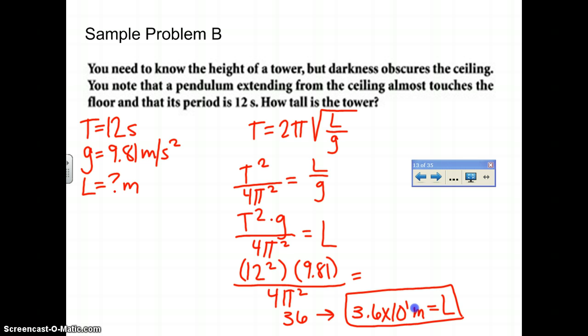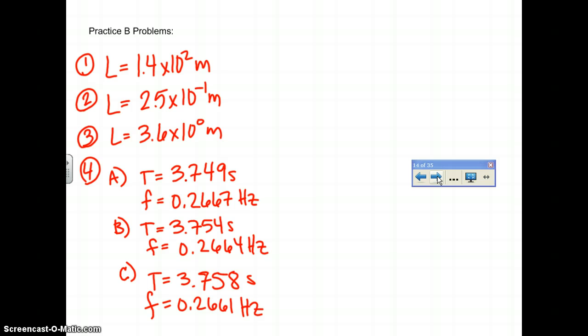So once again, if you're talking about a pendulum, then you need to have free fall acceleration and length taken into consideration. Here are your answers to your practice B problems. Those will also be posted on my teacher page with the filled in notes.